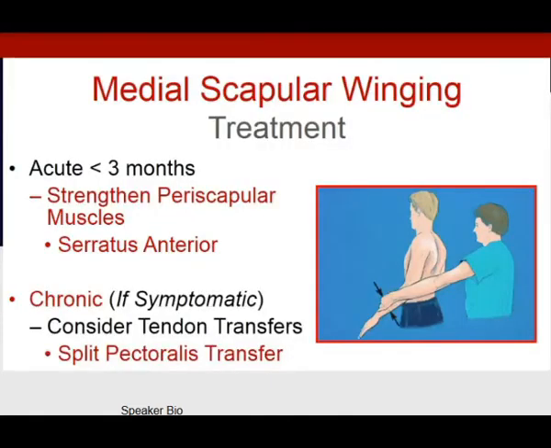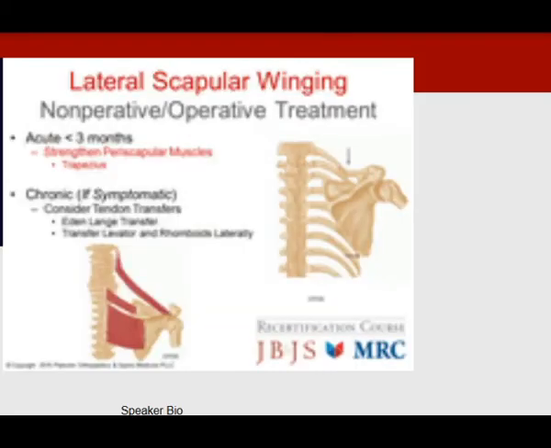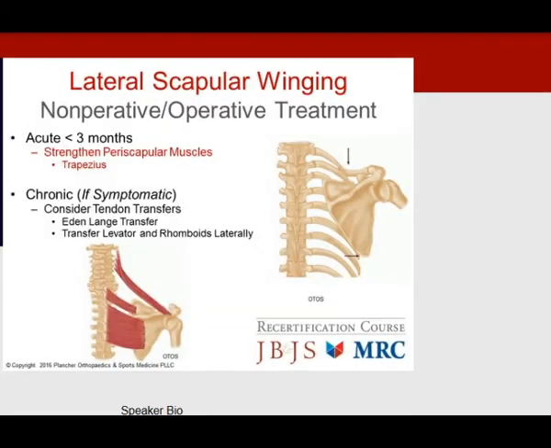if it's medial or lateral. If it's medial and acute, less than 3 months, strengthen the periscapular muscles like the serratus anterior. Chronically, we can perform a split pectoralis transfer with hamstrings, as seen here diagrammatically. For lateral scapular winging, non-operative treatment less than 3 months strengthens the trapezius, and chronically, we can consider an Eden-Lange transfer, moving these structures, that is the levator and the rhomboids, more medially to correct that lateral scapular winging.